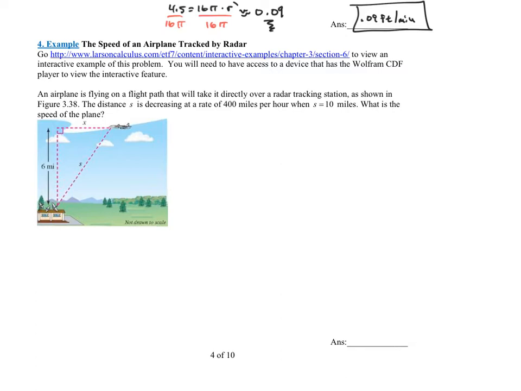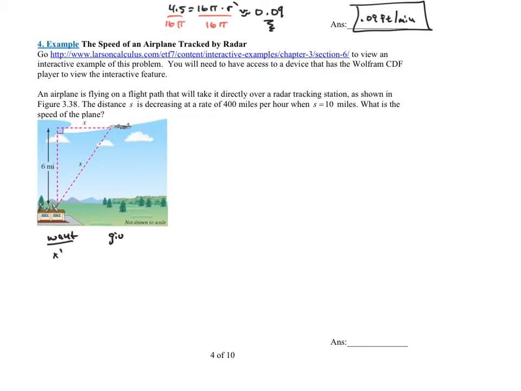So let's go ahead and figure this out and see what's given and what they want. So what do they want? They want the rate of change of the plane, the speed of the plane. Well, that would be the rate of change of x. In other words, they want x prime.